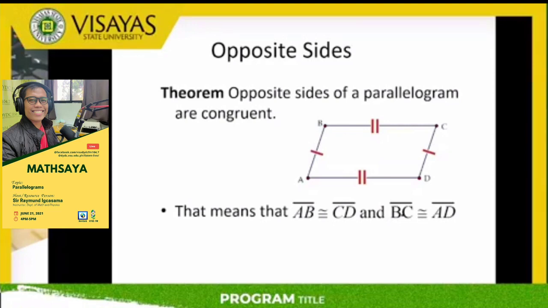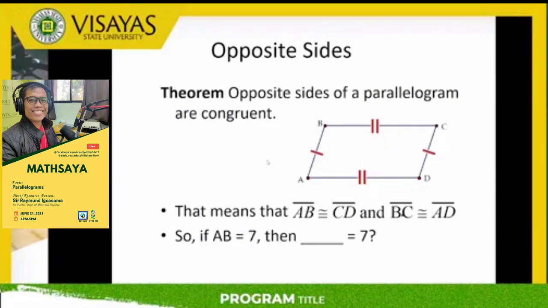So that's one theorem. Meaning, again, AB is congruent with CD. You can find that in our figure, as shown on screen. And AD is also congruent with BC. So when we say congruent, they can also have the same measurement.